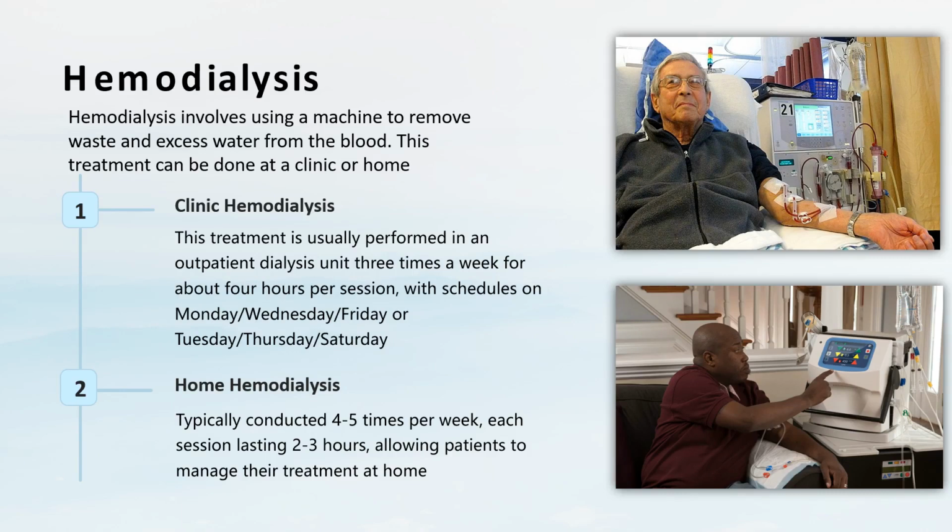Hemodialysis uses a machine to filter waste and excess water from the blood and can be done at home or in a clinic. Clinic hemodialysis patients typically undergo this treatment in an outpatient dialysis unit 3 times a week for approximately 4 hours per session. The schedule is either Monday, Wednesday, Friday, or Tuesday, Thursday, Saturday. Home hemodialysis is typically done 4 to 5 times a week for 2 to 3 hours each time.